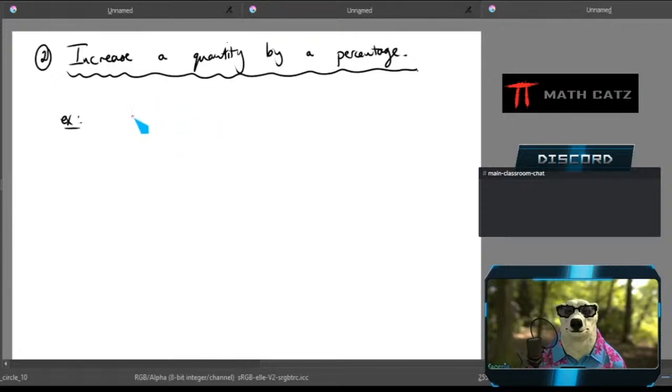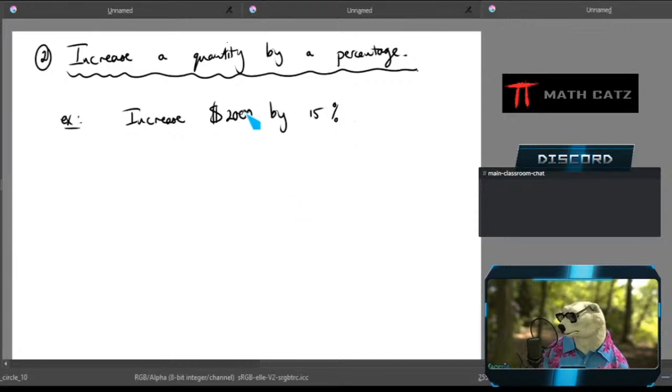So let's suppose I increase, let's make it $2,000, by, let's go 15%. For some reason, whether it's from the bank or wherever, I have the opportunity to increase $2,000 by a certain percentage, 15 in this case.